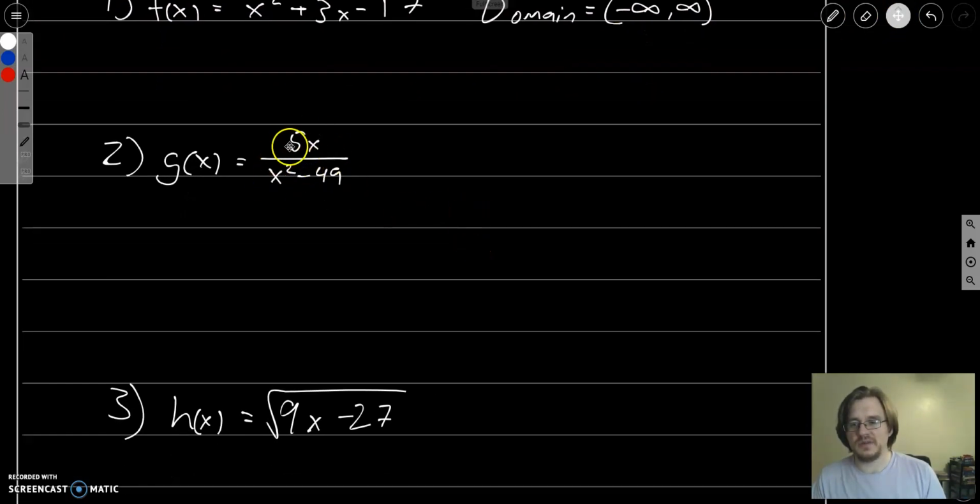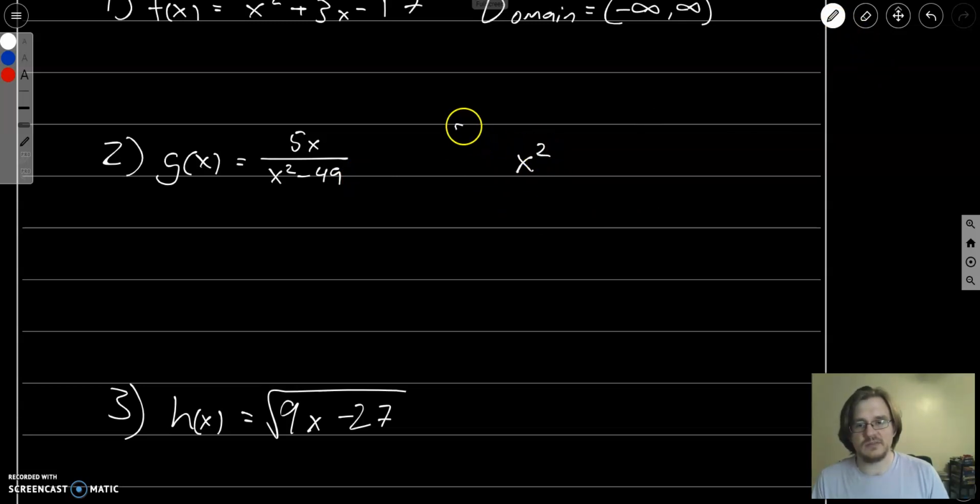Here, we've got another function g of x, which is going to be 5x divided by x squared minus 49. Here, we could accidentally divide by 0 if the bottom of the fraction is 0. But we're not taking any square roots, so we don't have to be worried about taking the square root of a negative number. So for the moment, I just want to know when is the bottom of this fraction going to be 0? So let's solve this.